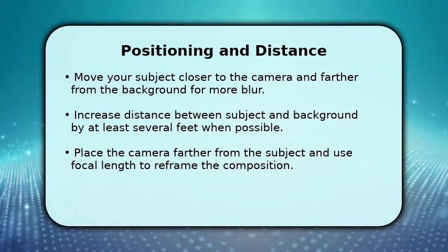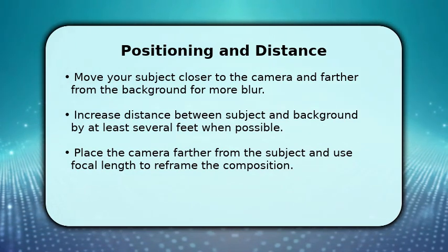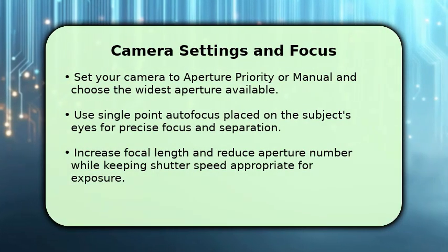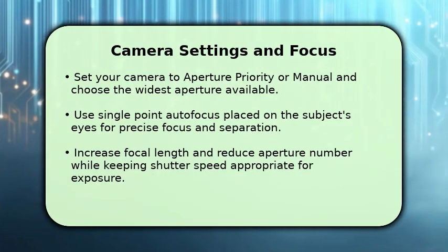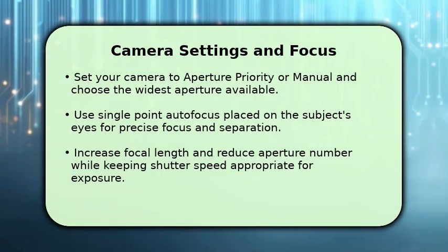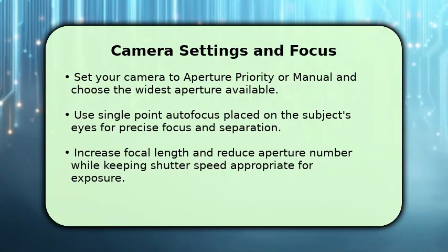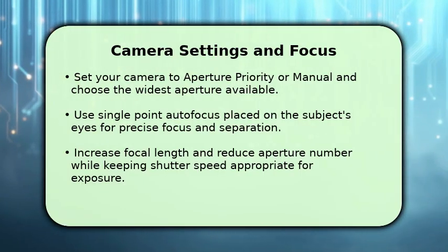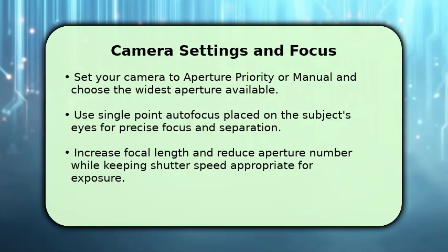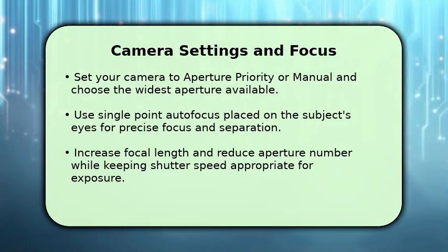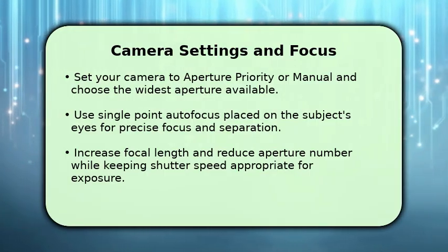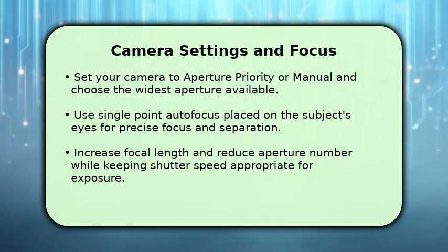Switch to aperture priority or manual mode and select the widest aperture your lens allows. Use single-point autofocus aimed at the subject's eyes to ensure sharp focus and clean separation. Adjust ISO and shutter speed to maintain correct exposure while using wide apertures. If needed, increase focal length to boost background compression and blur without changing distance. Review images on the camera and make incremental adjustments to aperture, distance, and focal length.